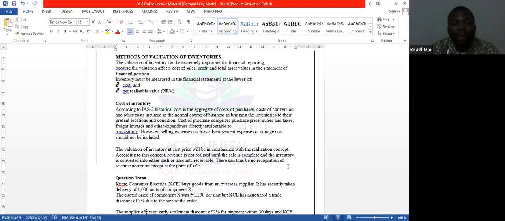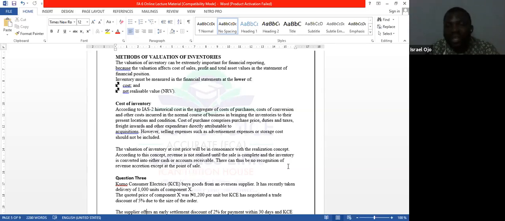Talking about that, when you buy a product, the purchase price or the listed price less the trade discount given to you, plus every other cost you incur to make the inventory available for sales. So, for example, if you are a trader, you went to the market to purchase an item, the cost of purchasing the item is number one. You must add your transportation fee to it as well. That's number two.